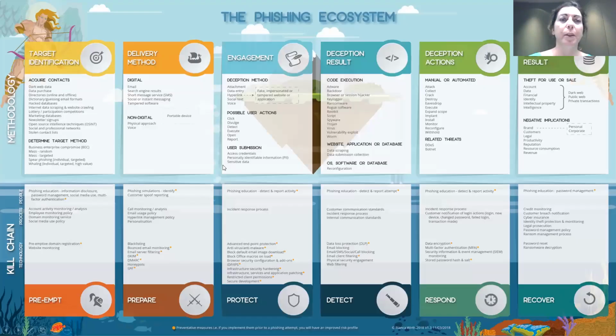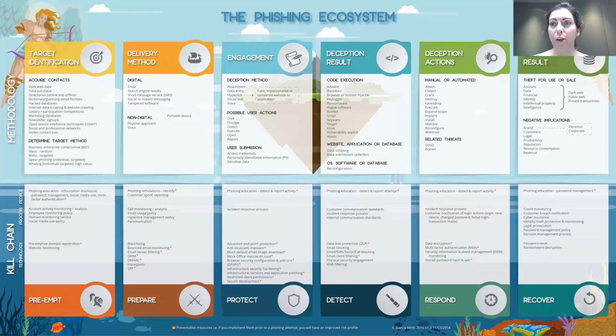Okay, so this is the poster that I was talking about. This is the phishing ecosystem. Essentially, along the top, we've got the methodology: how the malicious actors identify their targets, how they deliver it, how they engage with you, what the result is, and the actions that are taken, and then the end results of all those things together. And then along the bottom, we've got the kill chain, and that tells you, from a technology, process, and people perspective, the things that you can do in your organization to help reduce the chances of phishing emails getting through.